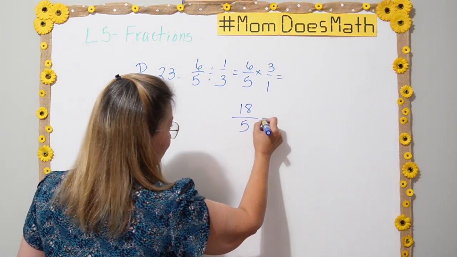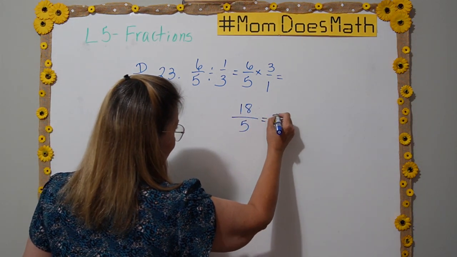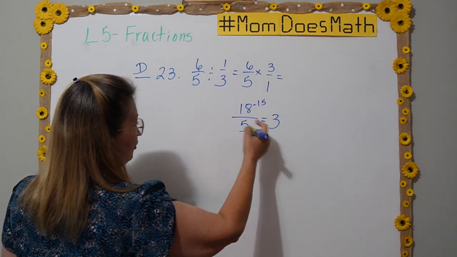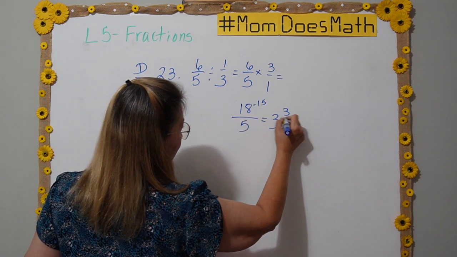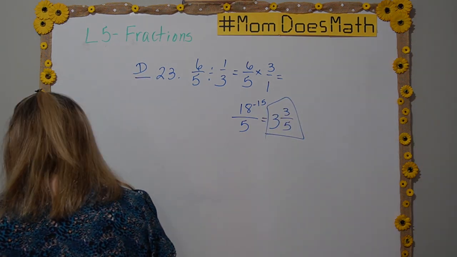But we can make it into a mixed number. 5 will go into 18 3 times. 3 times 5 is 15. So then you subtract that from your numerator. So you have 3 3/5.